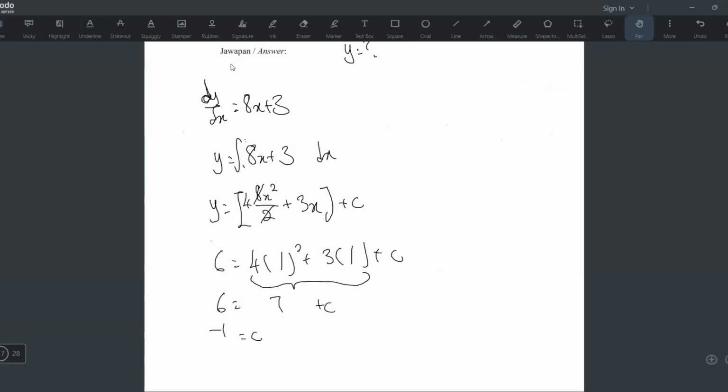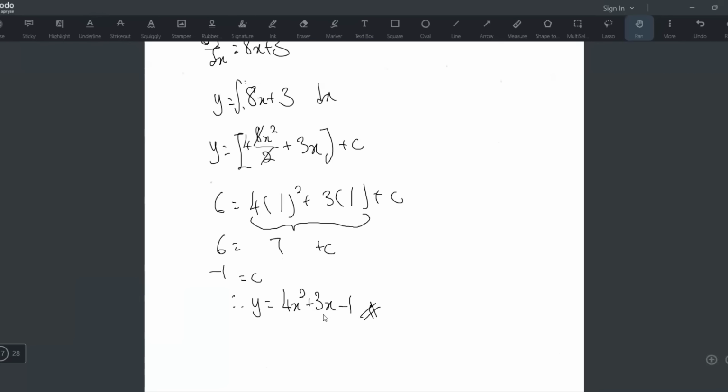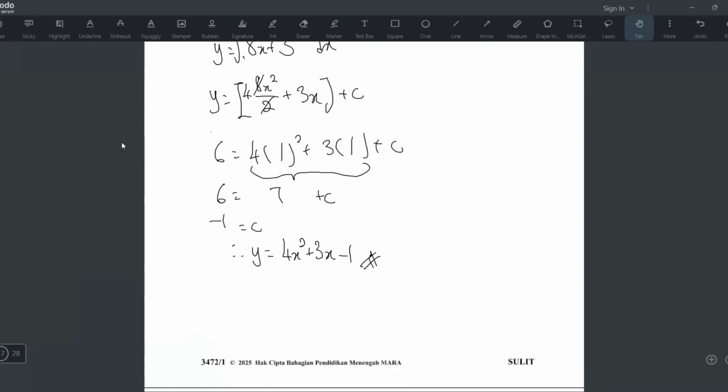Now, finally, you get your answer. Just put C in here and rewrite the whole thing. So y equals 4x squared plus 3x minus 1, like that. So that is the equation of the curve. And of course, if you try to find dy dx from here, you will get back 8x plus 3. Confirm. Okay, that's it. Hope you understand.